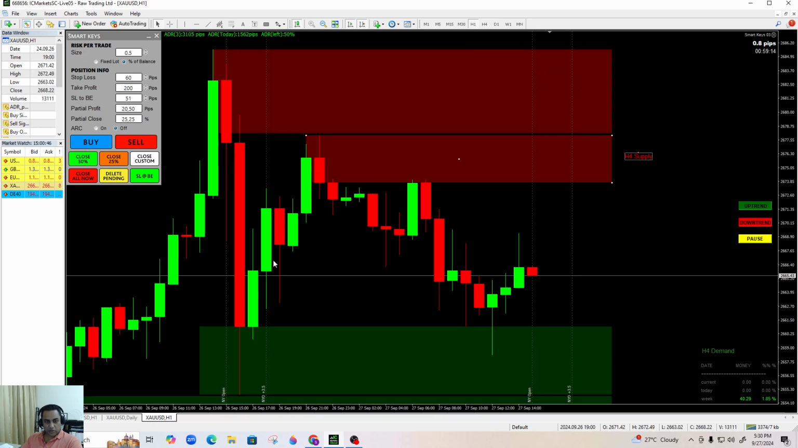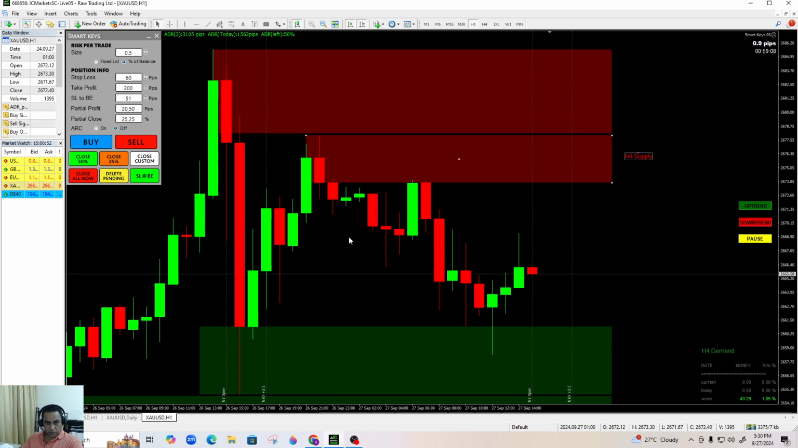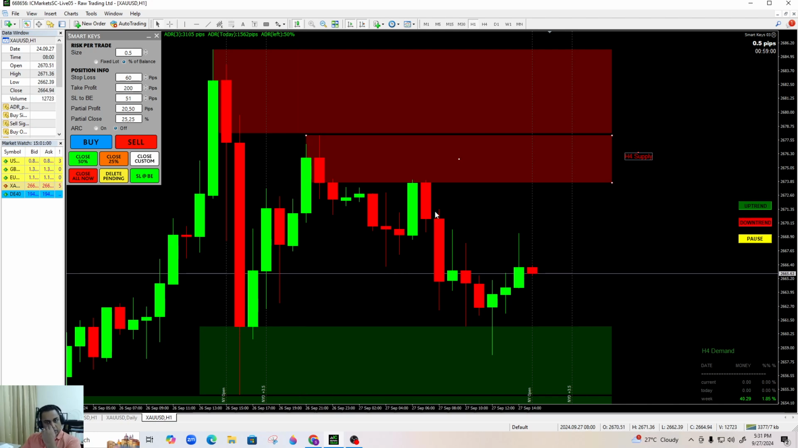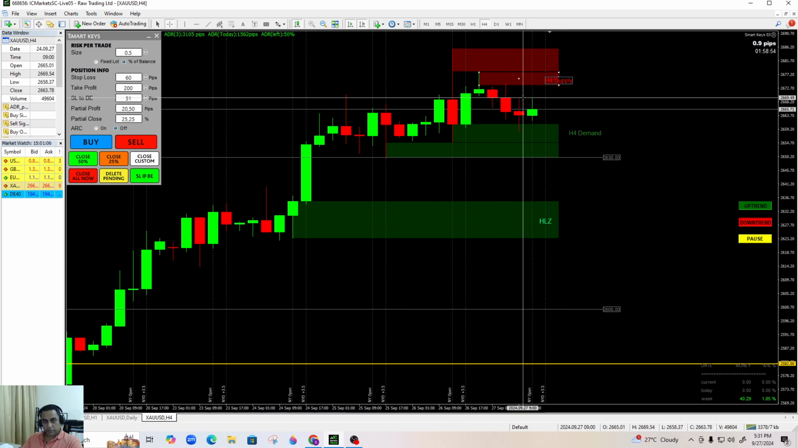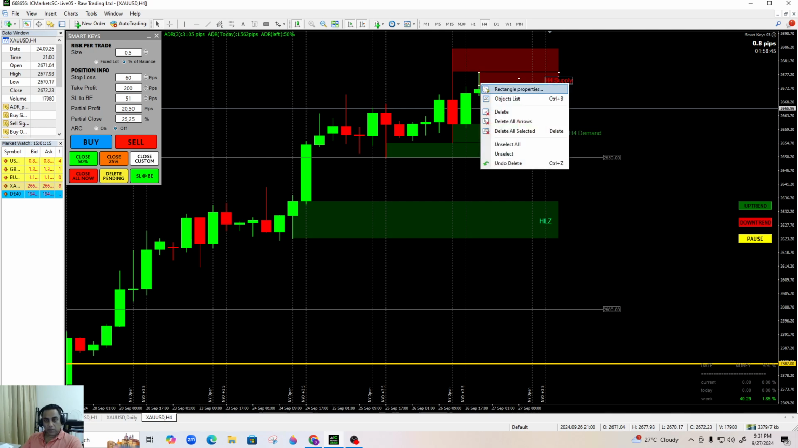So did this zone take out something to the left? This low, but this low was not taken out by this. This low was taken out by this move down. Interesting. Yeah, close 69.60.